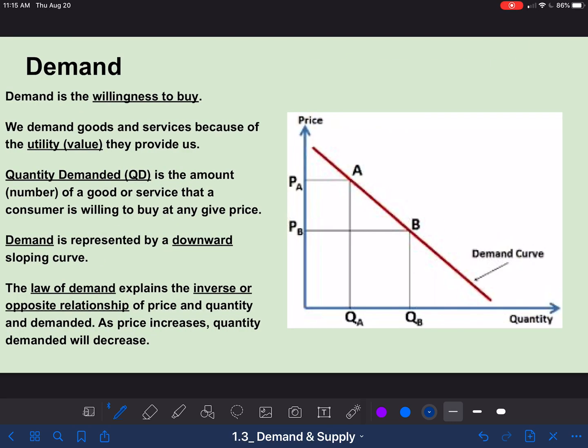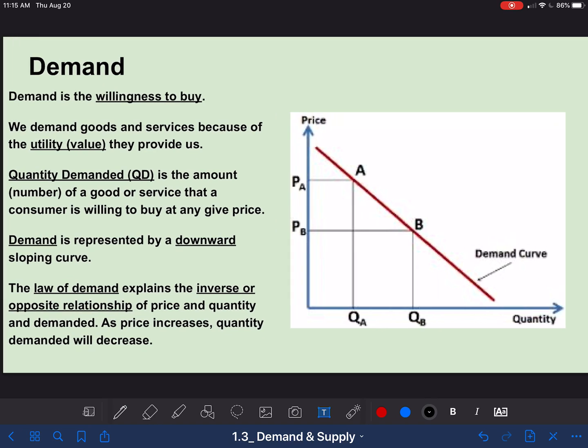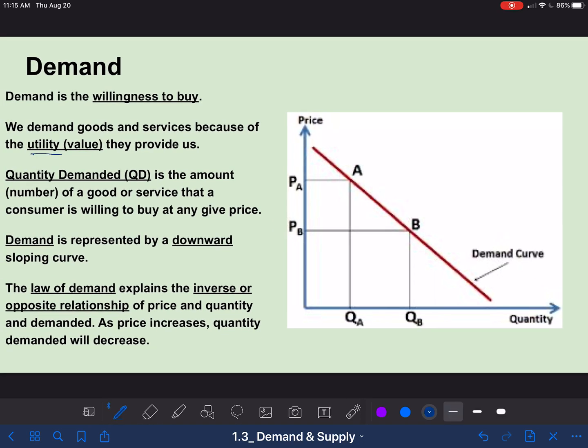So we're going to start with demand first. Demand is just the willingness to buy something. So if you have ever bought something, you have demanded it. You need it for some reason, and that reason is because it serves a utility for you. It serves a value for you, and that's why you're buying it.